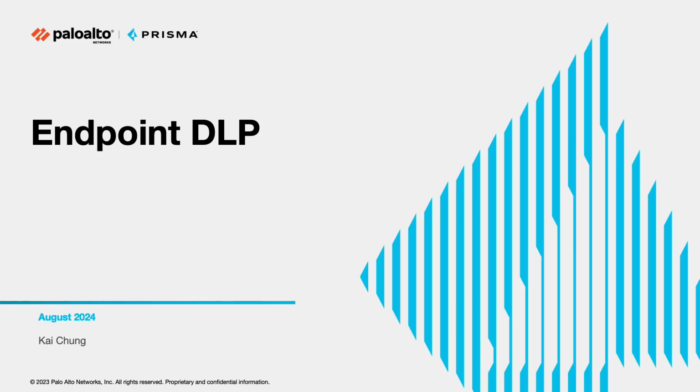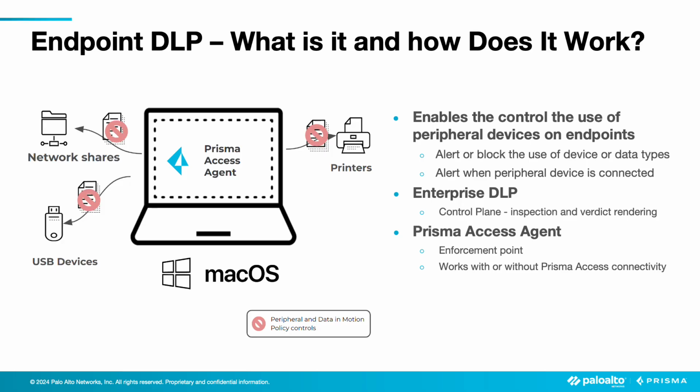To prevent exfiltration of sensitive data on endpoint devices, such as Windows or Mac, Endpoint DLP can provide such protection. Endpoint DLP enables admins to control the use of peripheral devices by creating alerts, blocking of sensitive data or their usage. The Prisma Access agent detects when file movement between the endpoint and peripheral device is detected and evaluates the endpoint DLP policy rulebase. When necessary, Prisma Access agent forwards the traffic to Enterprise DLP for inspection and verdict rendering.